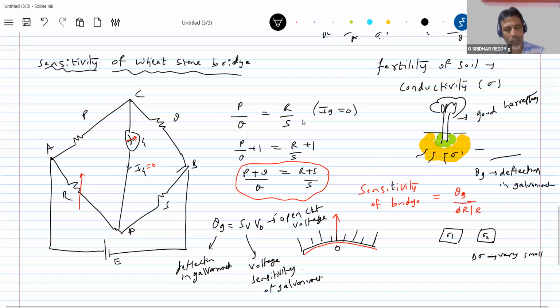The drop across the galvanometer is V naught, when it has very high resistance. So like this, we measure the deflection in the galvanometer using this parameter. Okay, let's proceed. Voltage sensitivity: how do you define it? Deflection per unit voltage. Now let's go for what V naught is. So I will just take this out, let it be here, and let's go for the other circuit.